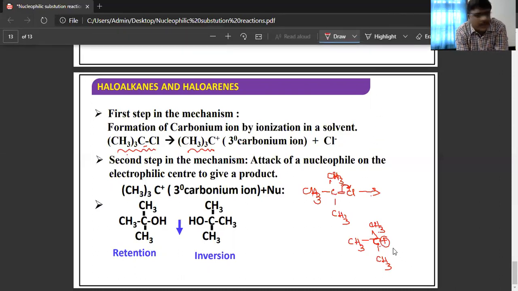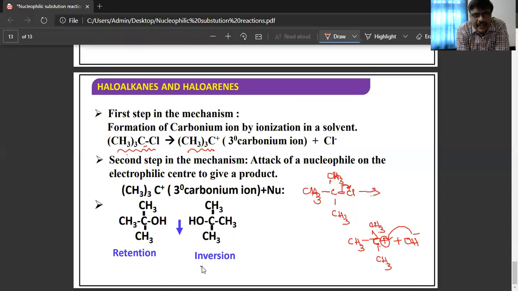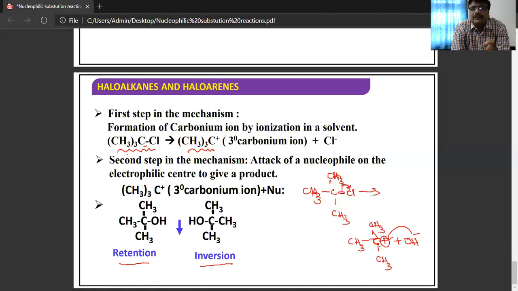This tertiary carbonium ion is attacked by the nucleophile, that is OH minus. It ultimately results in the formation of tertiary butyl alcohol, which results in inversion as well as retention. See here, the OH group is on the left hand side. Inversion means opposite; retention will be as it is. So this is about the SN1 reaction and the SN2 reaction. We'll discuss the other chemical properties in the next class.